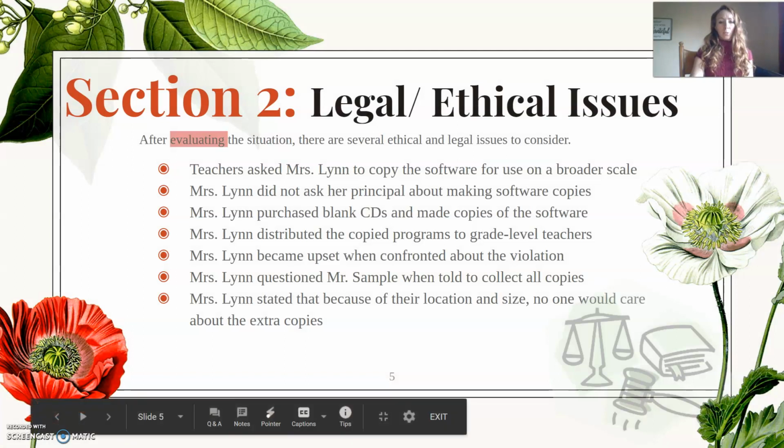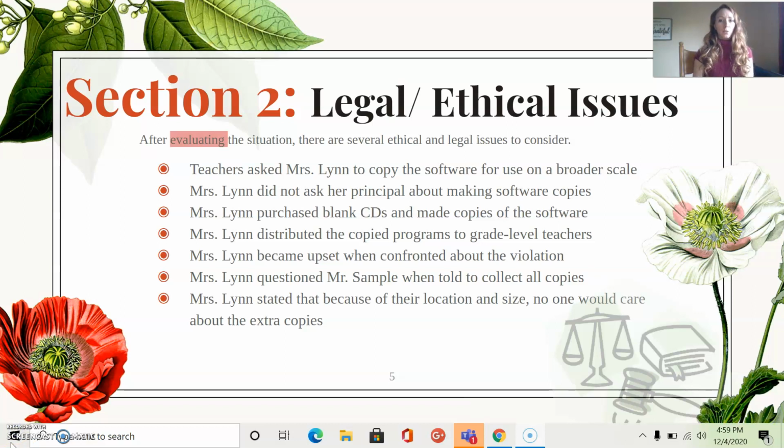After evaluating the situation, there are several ethical and legal issues to consider. The first ethical issue is when the teachers approached Mrs. Lynn and asked her to copy software programs for classroom use. Mrs. Lynn then had a string of unethical and even illegal actions. She began acting unethically when she purchased blank CDs for the purpose of copying them. We can only assume that she knew what she was doing was wrong because she didn't talk to the principal about this. The legal issues arose when she then used those blank CDs to make copies of commercially licensed software programs and distributed them to teachers.